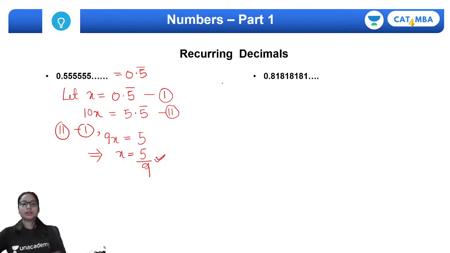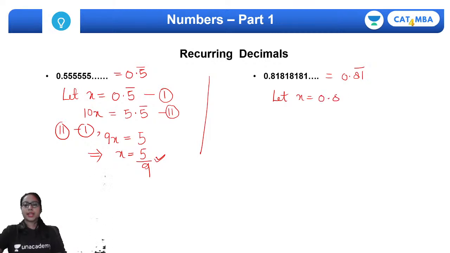Let's do it with another decimal. The number is 0.818181, which can be written as 0.81 bar. Let us assume x equals 0.81 bar. The number of digits getting repeated in this decimal is 2: 8 and 1, 81, repeated again and again. Here only one digit was repeating, so I multiplied by 10 raised to the power 1, that is 10. Here two digits are repeating, so I will multiply by 100, 10 squared.